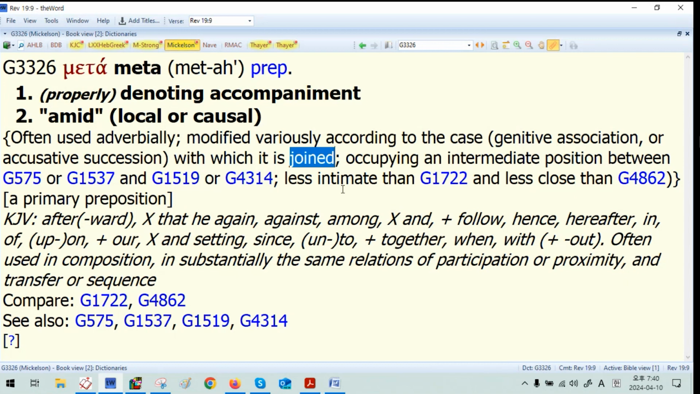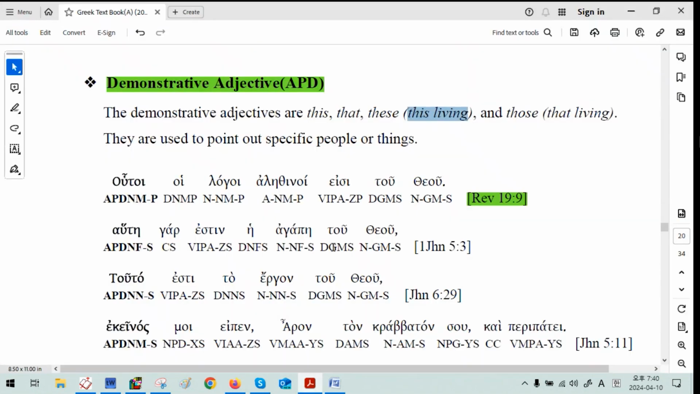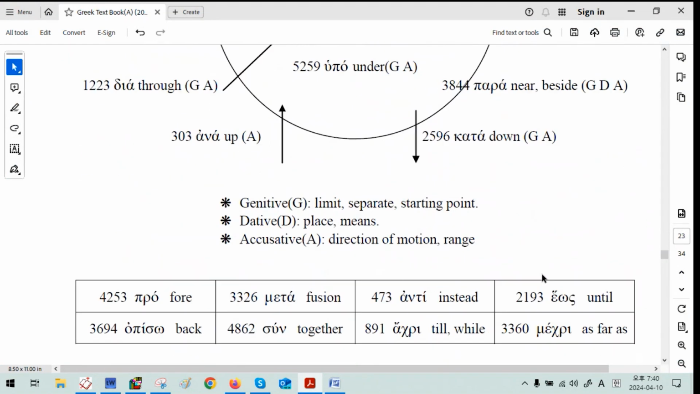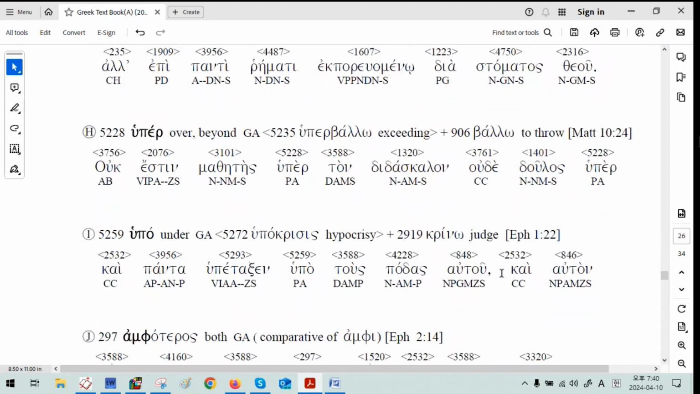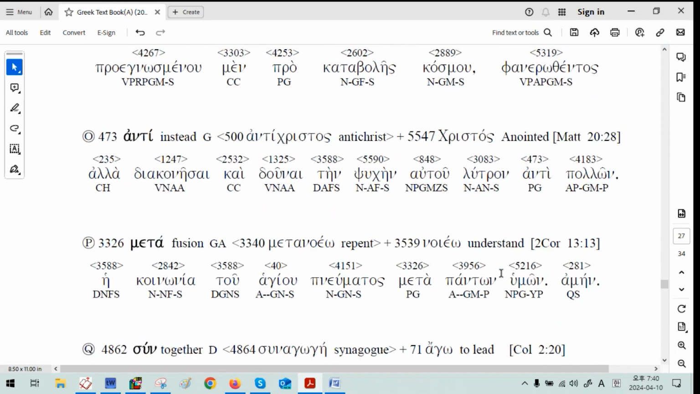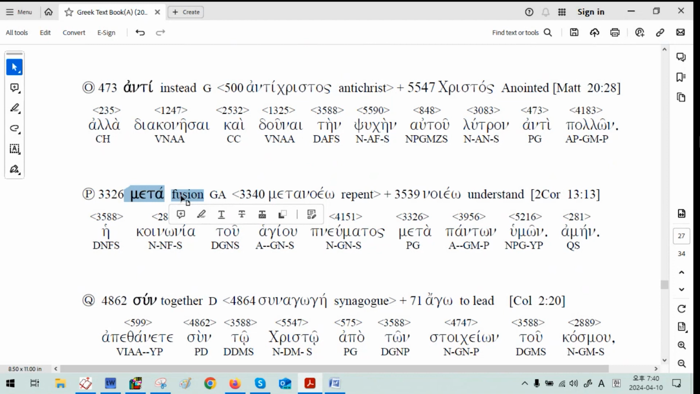So even though I translate as with, there is another preposition we will see when we go down to the preposition study in the future. There are two different prepositions that can be translated as with. One is meta, 3326, and I put the explanation as what? Fusion, which means it is mixed. That's why when we translate 3340 metanoeo, English translates repent, but this is a compound word, meta plus noeo, understand. In order for us to understand, we have to combine and join. That's why I don't translate metanoeo as repent. I translate it as combine, join to understand, combine, join to perceive.